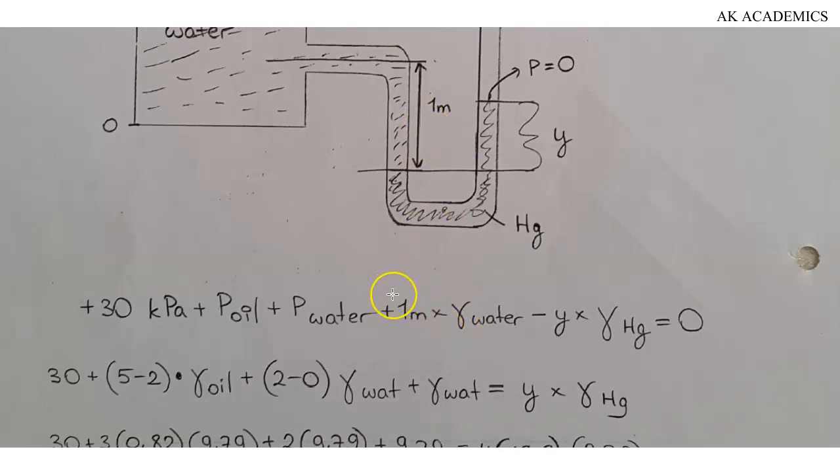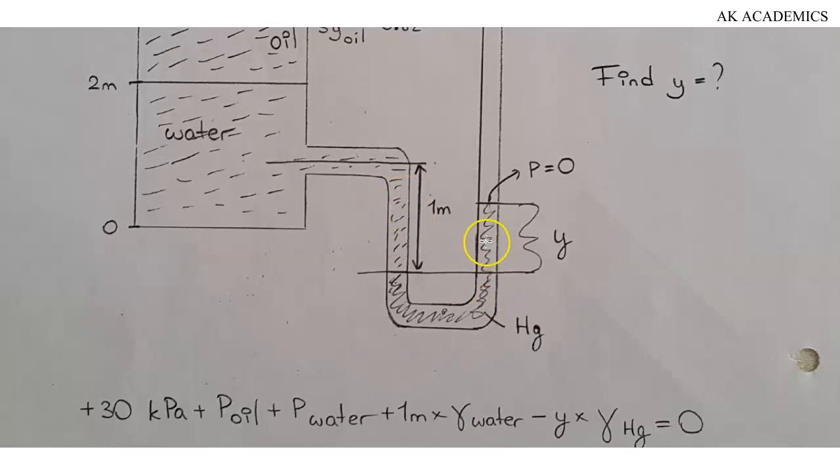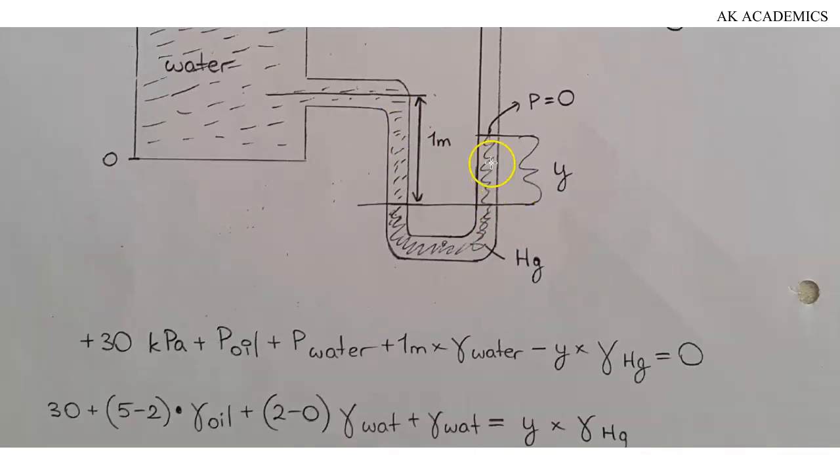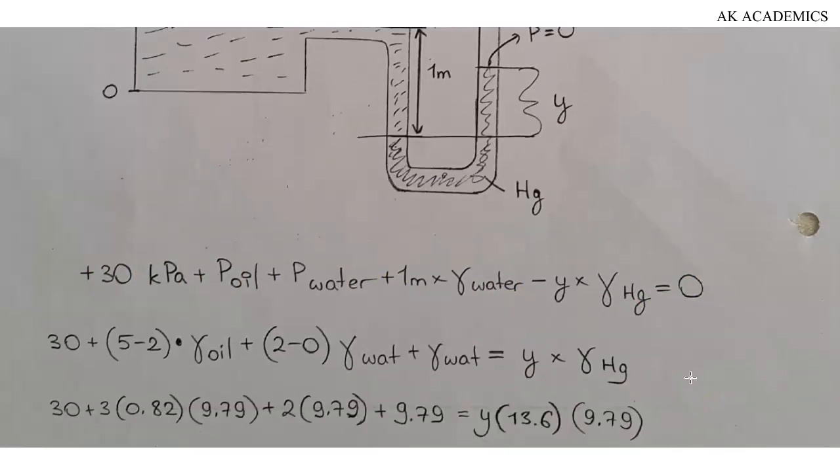Okay, this is going to be pressure of water in the tank, then this is going to be pressure of water in the manometer. You put that there, and then minus pressure of mercury in the manometer. The pressure of mercury in the manometer is usually going to be given as the height of mercury multiplied by the specific weight of mercury, and that is why we have minus y multiplied by specific weight of mercury, and then you equate everything to 0. Once you have this written out, 50% of the problem is solved. All you need to do is go ahead and substitute the values right in.